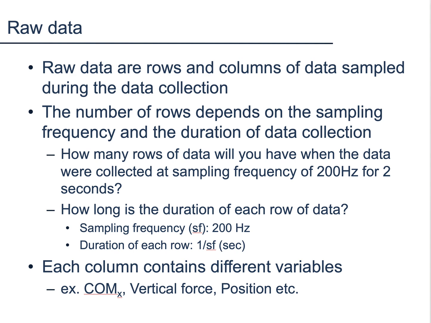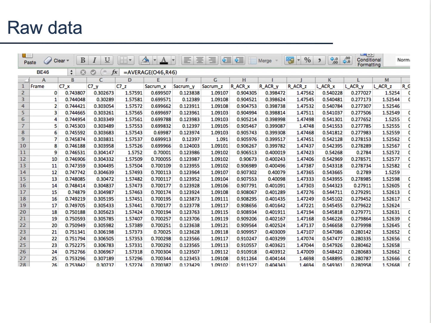Each column of the data contains different variables. The more variables you collect during the data collection, the more columns of data you will have. When collecting three-dimensional kinematic data, there will be 3 columns for each marker tracked during the data collection because we will have x, y, z coordinates of the marker in separate columns. This is the picture of the raw data that we collected in the lab. You can see the many rows and columns of data here.